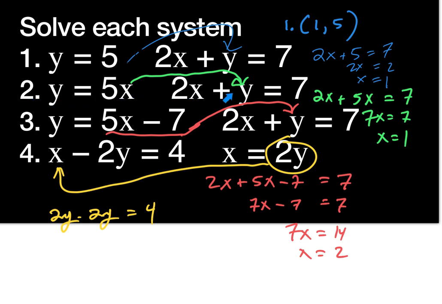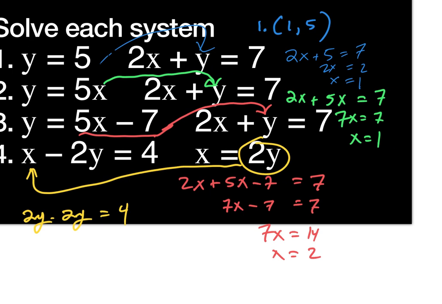2 I did not finish. I found the x value, but I did not write the solution. Solution should be 1, 5. And again, had to take this 1, put it in there for x. 5 times 1 is 5, so y is 5.